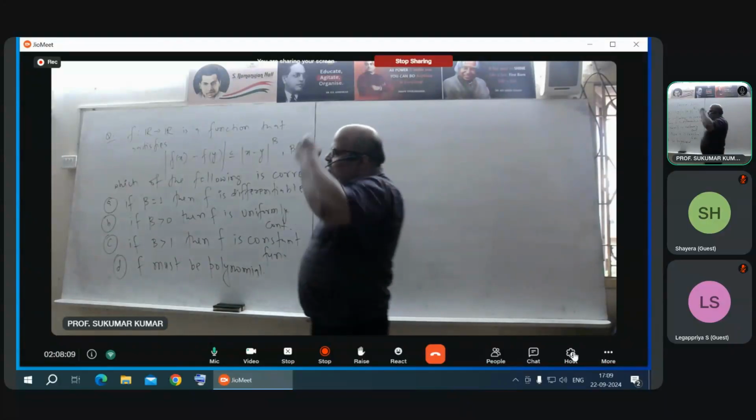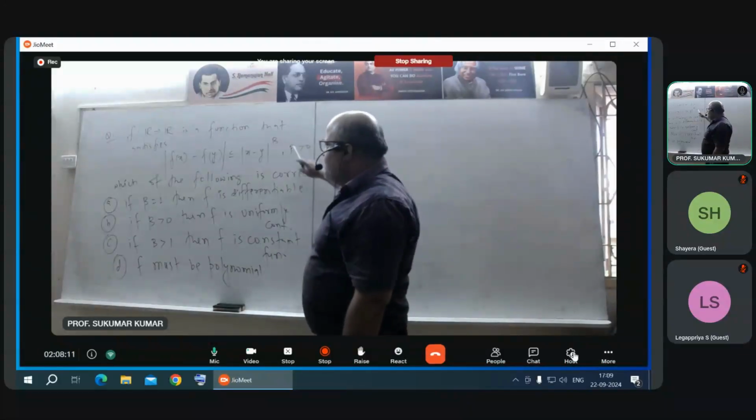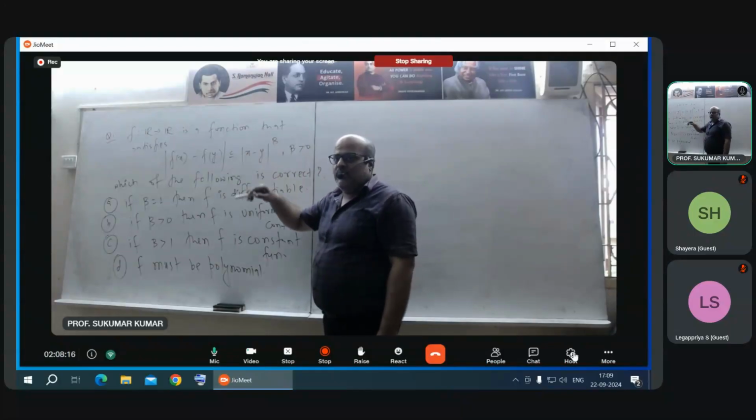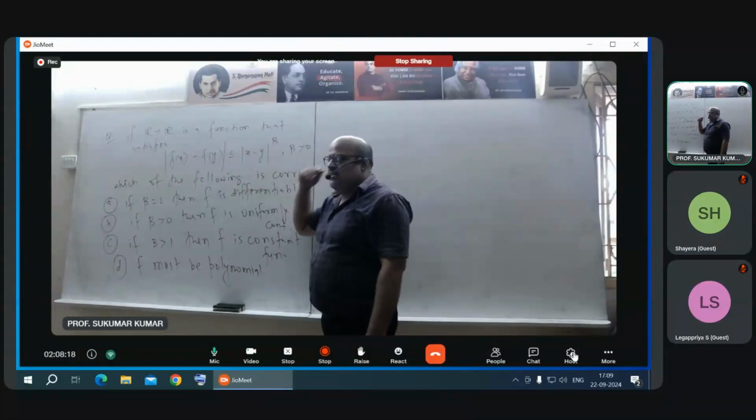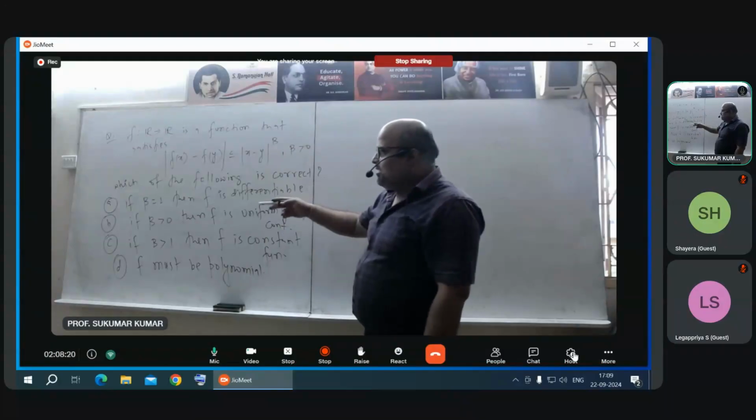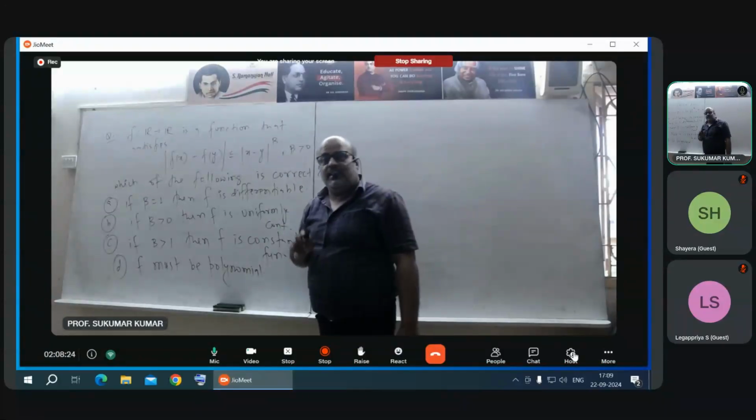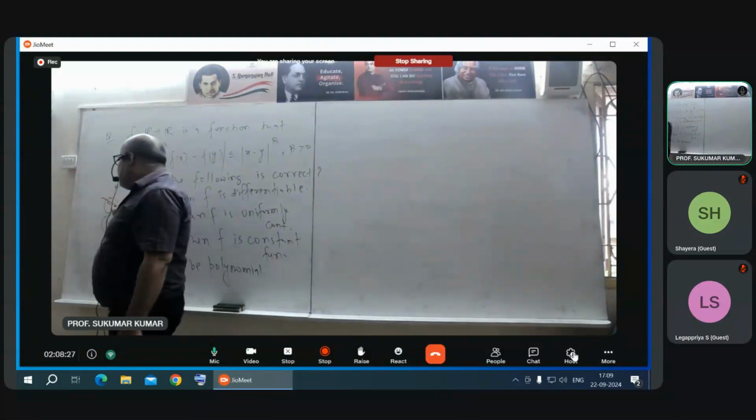You can see that here a function from R to R is given, and it is given like this. They won't write the Lipschitz condition of order alpha directly; you have to catch it. Here beta plus something they will give. Here it is written beta is equal to 1, then the function is differentiable. No. Differentiable we can say only when beta is greater than 1. So the first option is wrong.